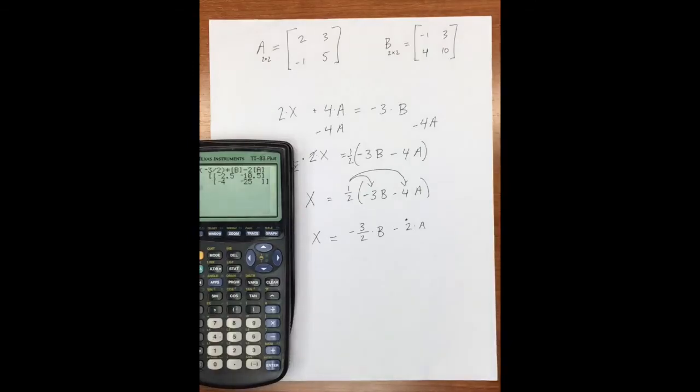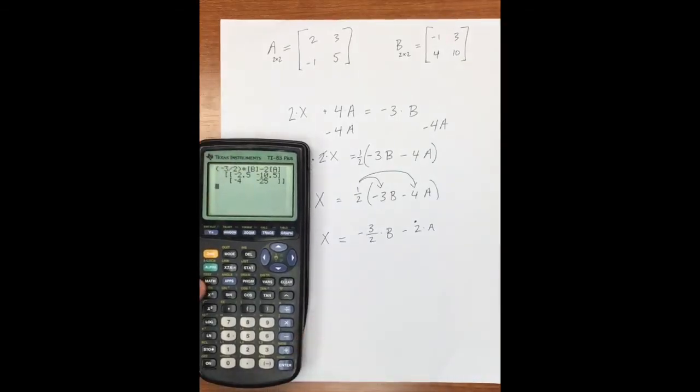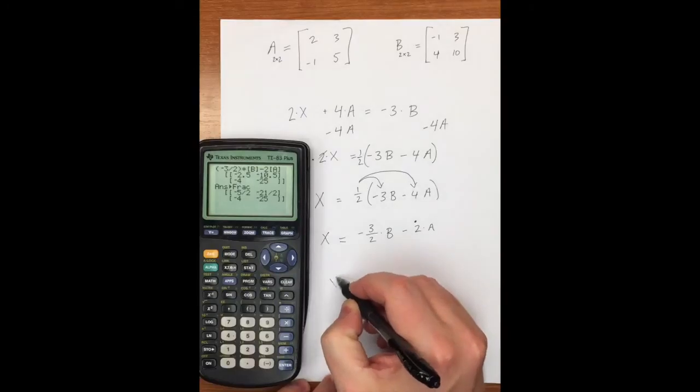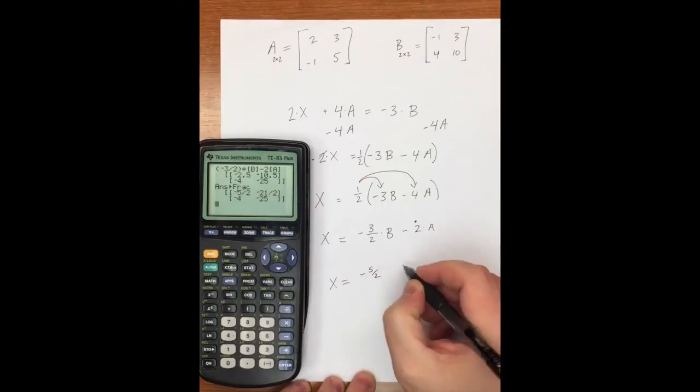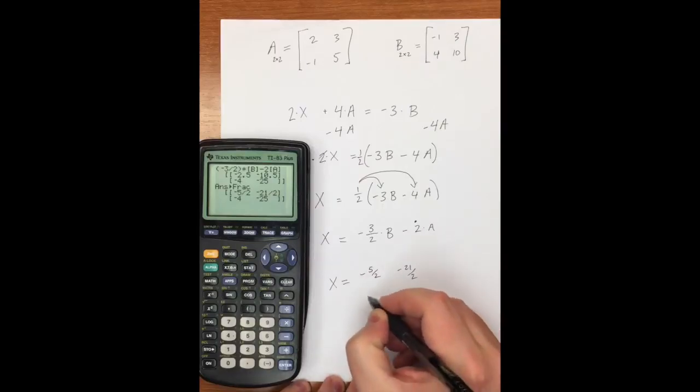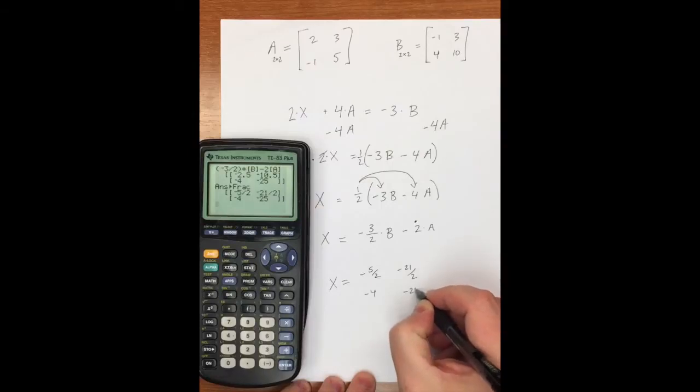There's also a way to take our decimals and turn them all into fractions. Notice this math button right here. Let's say we have a matrix that has decimals in it. We hit the math button, and option number 1 says Frac, F-R-A-C. We hit enter, and then enter again, and it gives us the same matrix, but with fractions instead of decimals. So that means that X, our solution matrix, is negative 5 over 2 in the upper left, negative 21 over 2 in the upper right, negative 4, and negative 25.